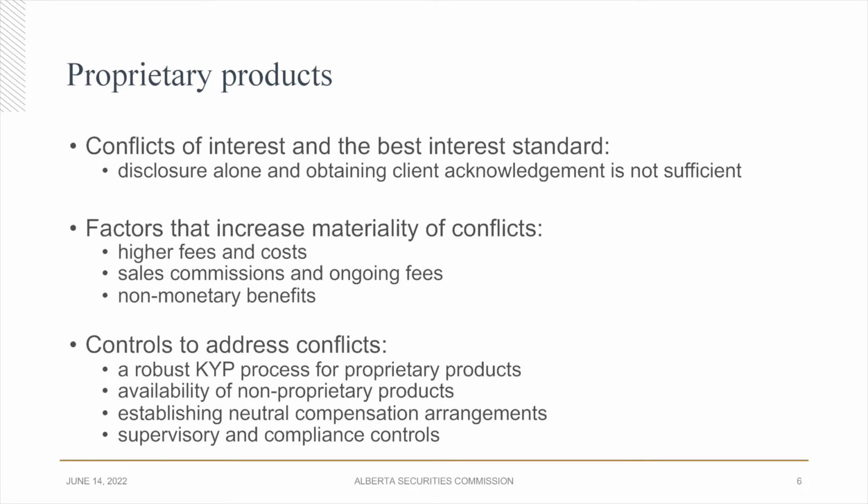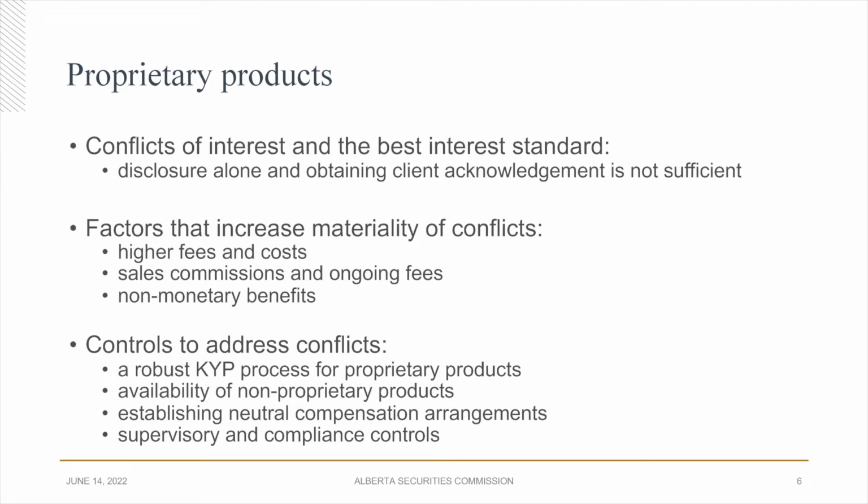One important distinction between the CFRs and prior requirements in 31-103 is that solely providing disclosure and obtaining a client's acknowledgement of a material conflict of interest will not be sufficient. Firms must take steps to avoid material conflicts or address material conflicts in the best interest of clients. Disclosure is one of the controls that can be adopted, but in conjunction with other controls. There is an inherent conflict of interest when a firm trades in or recommends proprietary products, and this conflict is almost always a material conflict of interest.